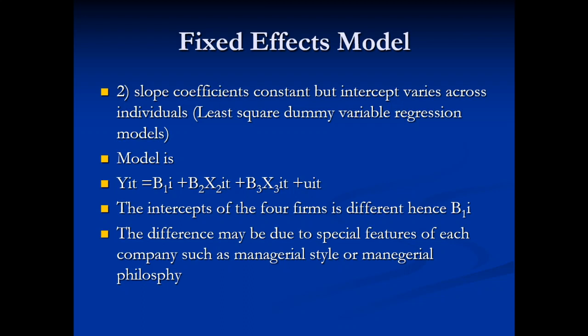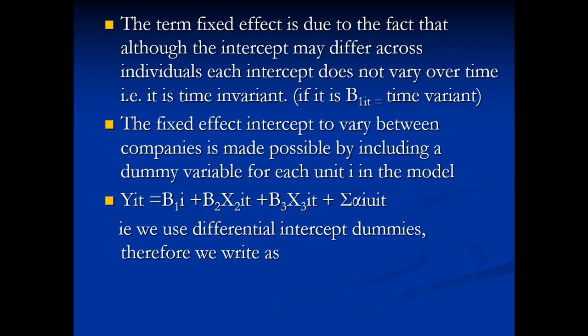Here it is the four companies. Across time, the intercept, the constant term, is constant, and the intercept varies only across individuals. So the intercepts of the four firms are different, hence beta 1i. The difference may be due to special features of each company, such as managerial style or managerial philosophy. The term fixed effect is due to the fact that although the intercept may differ across individuals, each intercept does not vary across time. That is, it is time invariant. So that is why you call it fixed effects model.